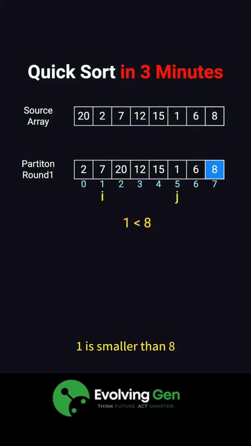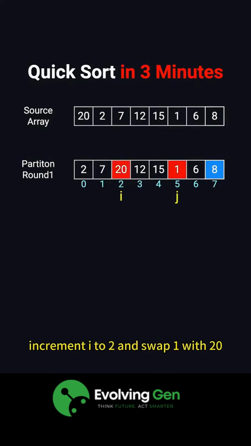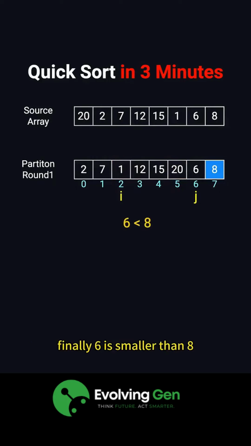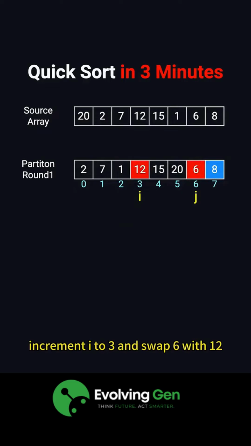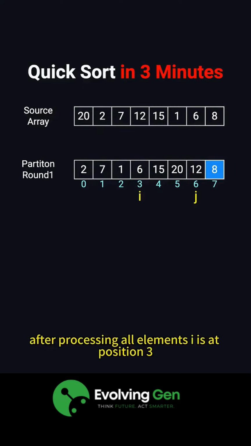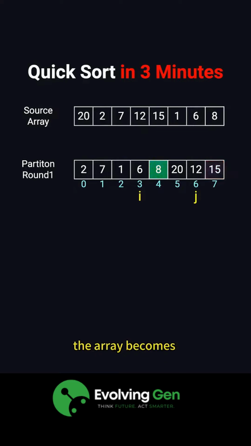1 is smaller than 8, increment I to 2 and swap 1 with 20. Finally, 6 is smaller than 8, increment I to 3 and swap 6 with 12. After processing all elements, I is at position 3. Now swap the pivot, 8, with the element at I plus 1, which is 15. The array becomes 2, 7, 1, 6, 8, 20, 12, 15.